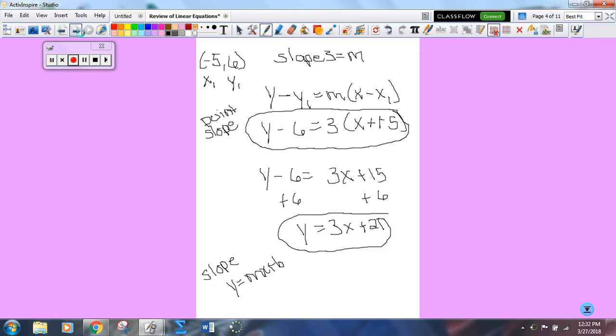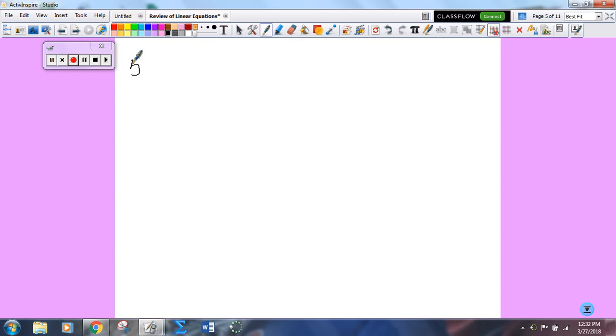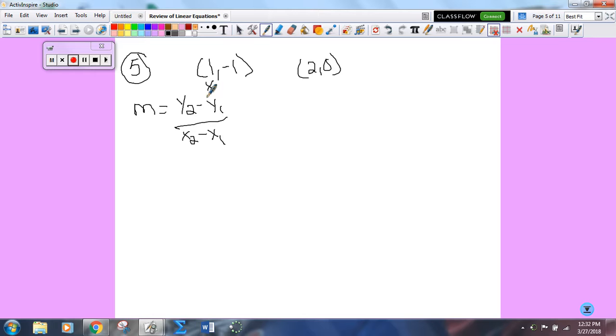I'm going to do one more for you, and that's going to be number 5. So number 5 gives me 1, -1, and 2, 0. So the first thing I need to do is find the slope. I can find the slope by using the equation y2 minus y1 over x2 minus x1. And this would be x1, y1, x2, y2. So that is 0 minus negative 1 over 2 minus 1, which gives me 1 over 1, which equals 1.